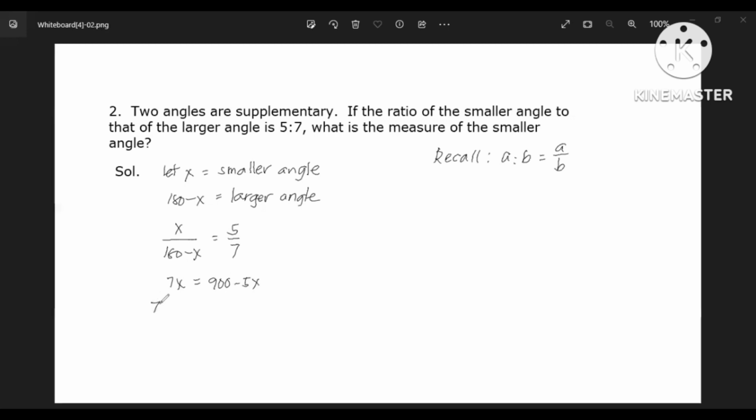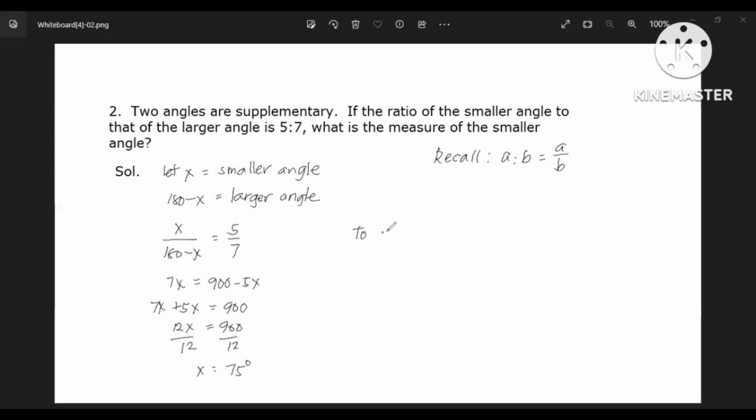Transposing negative 5x to the left-hand side of the equation, we have 7x plus 5x is equal to 900. Now 7x plus 5x is 12x. That is equal to 900. Dividing both sides by 12, we get x is equal to 75 degrees. So that is the measure of the smaller angle.